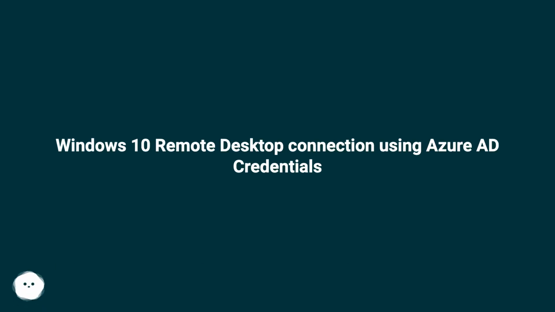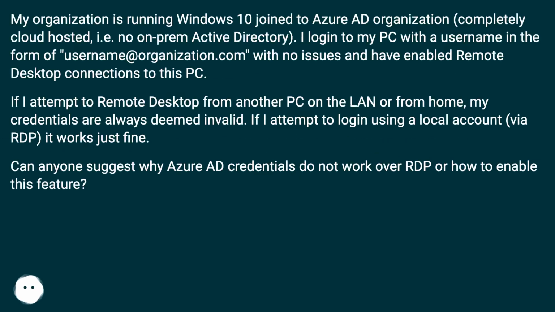Windows 10 remote desktop connection using Azure AD credentials. My organization is running Windows 10 joined to Azure AD, completely cloud-hosted, i.e. no on-prem Active Directory. I log into my PC with a username in the form of username@organization.com with no issues and have enabled remote desktop connections to this PC.